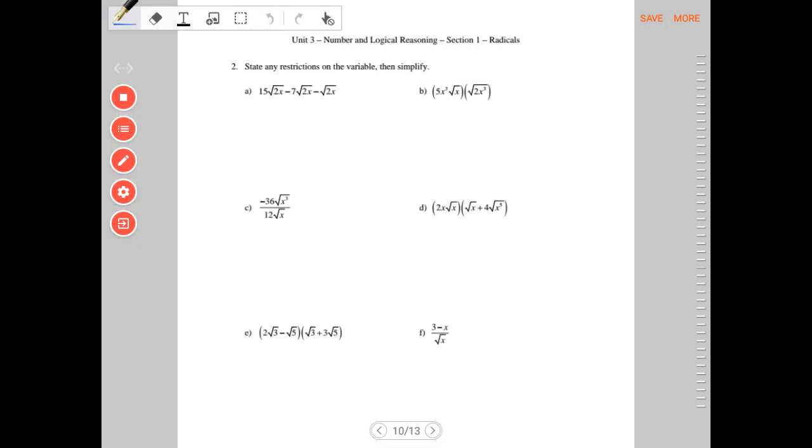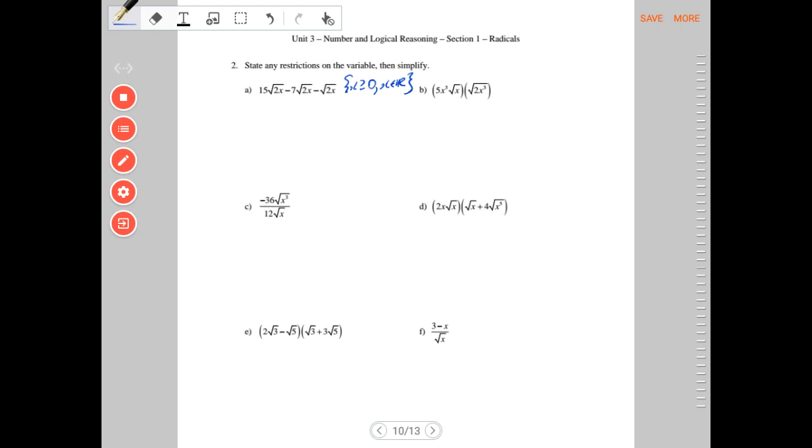State any restrictions on the variable and then simplify. So basically the same as the last page. Okay, so in this case we have an odd x underneath the root sign. So there's no denominator, so x is greater than or equal to 0. X belongs to reals. Okay, and again we're subtracting, so we need to have same index, same radicand.